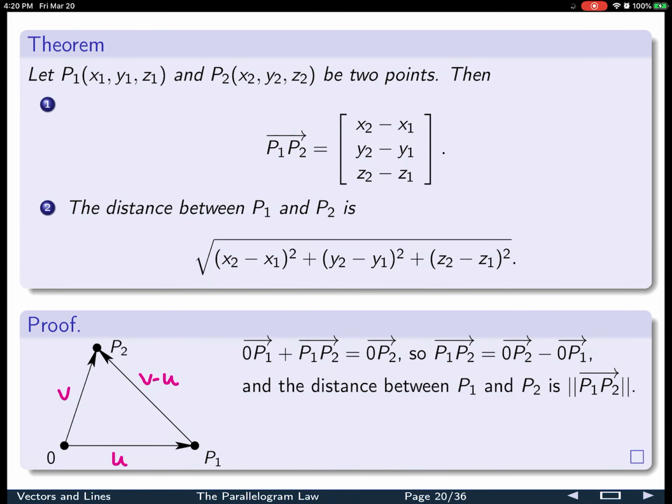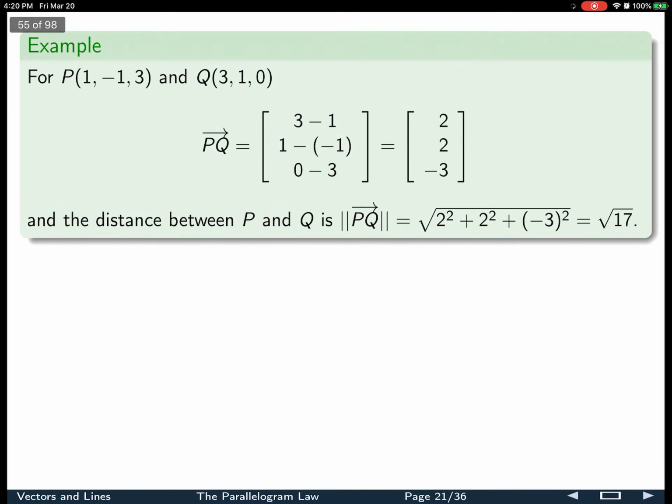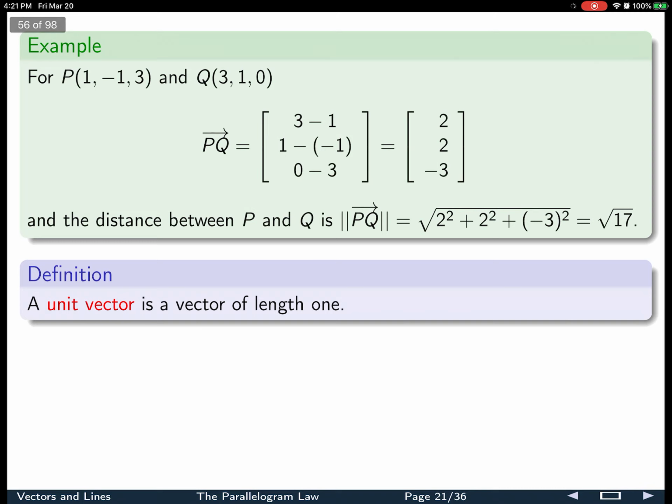Yay! That's what it looks like in a proof. Here we have 2 points, P and Q. That's what it looks like to connect P and Q with a vector using subtraction. And we're able to see that the distance between P and Q is the square root of 17. A unit vector is a vector of length 1.